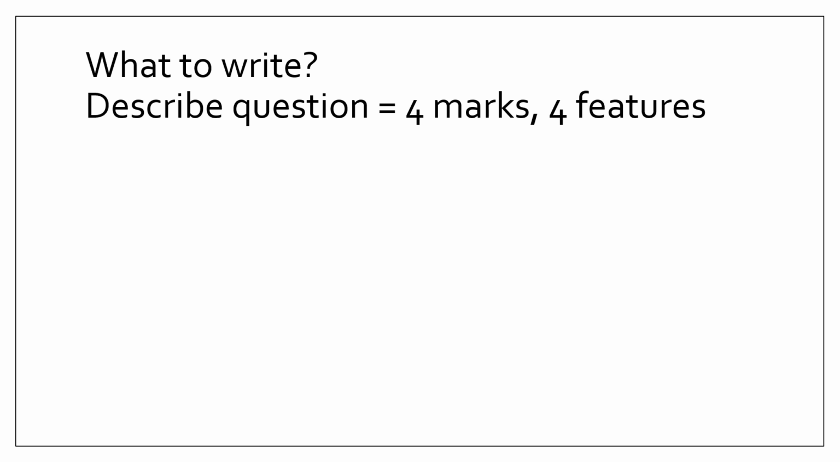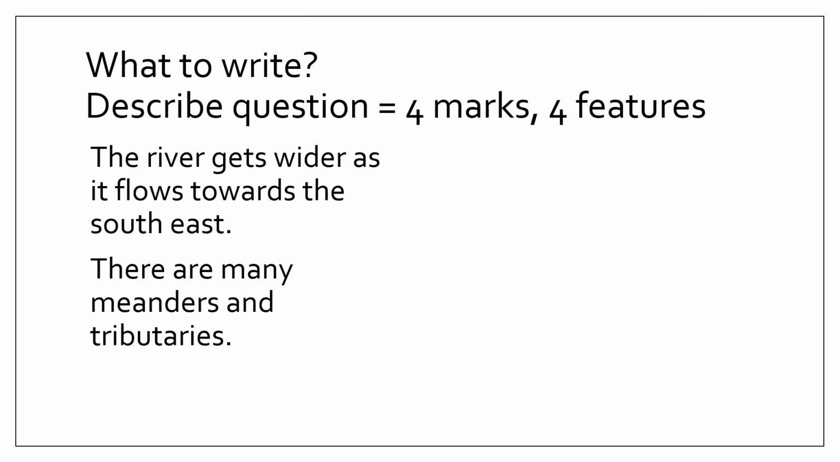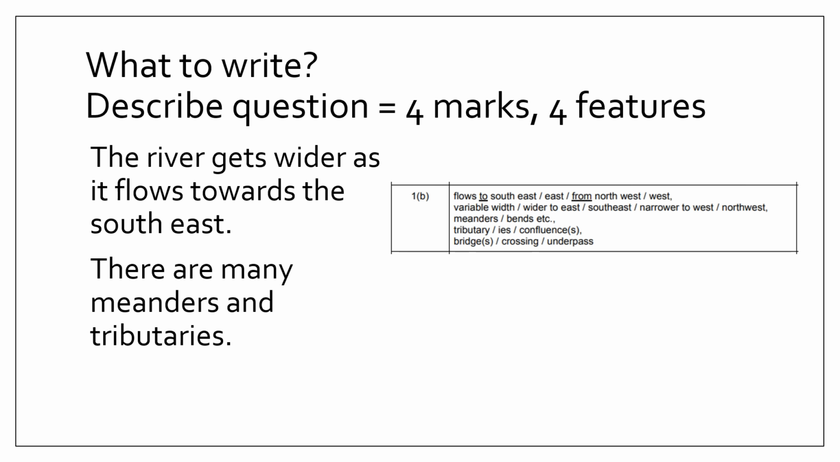So what to write? Again, it's the describe question. So 4 marks, 4 features of the river. So we can say the river gets wider as it flows towards the southeast. There are many meanders and tributaries. Although I've written 2 brief sentences, I have focused on 4 features of the river. So if I take a look at the mark scheme, flows to southeast, tick. Variable width, yep, certainly it gets wider as it flows towards the southeast, so I can get that. There are tributaries, I could have mentioned confluences, and there are meanders.